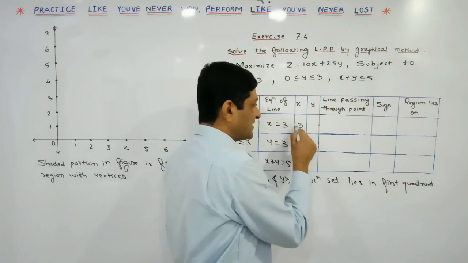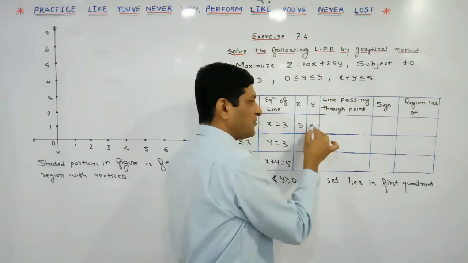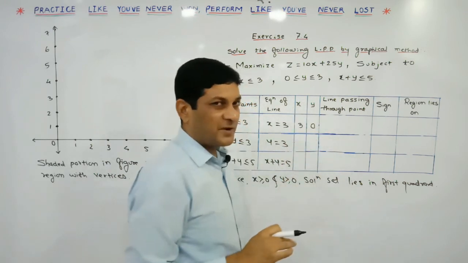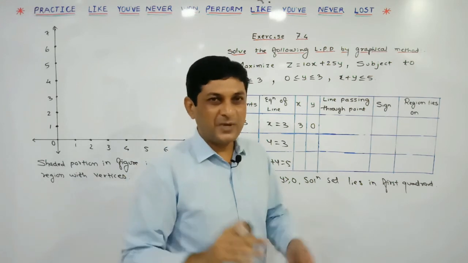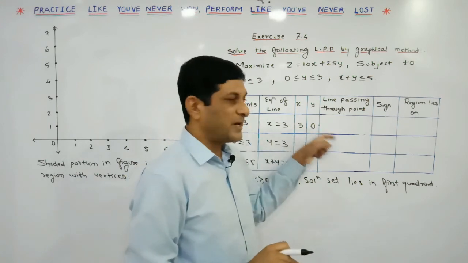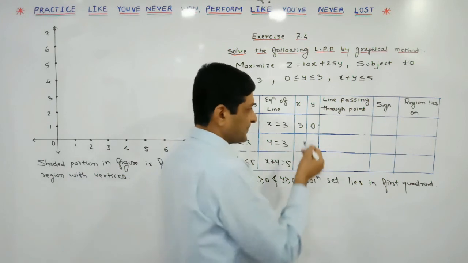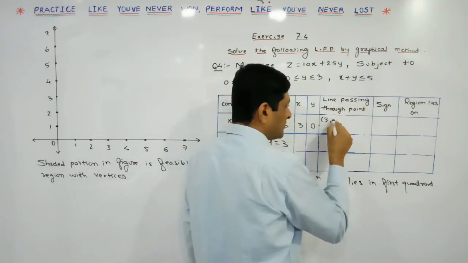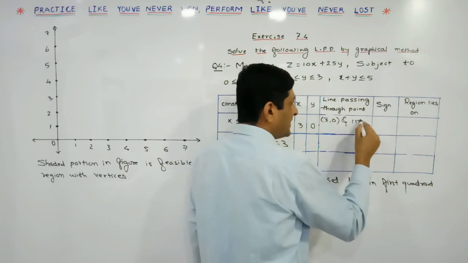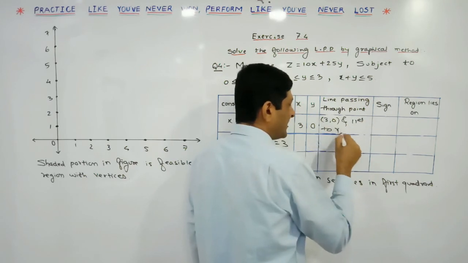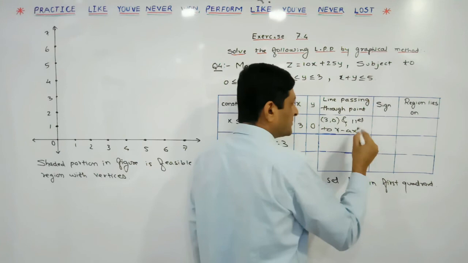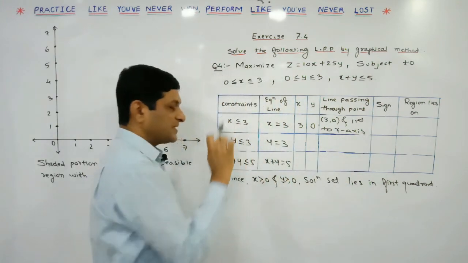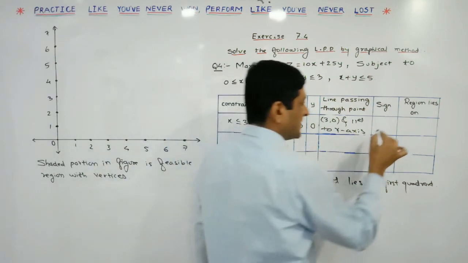Here take x equal to 3 and take any value of the y coordinate, but take y equal to 0, so that we can easily find the position of this point on the x axis. So we can say that this line passes through the point 3, 0 and is parallel to the y axis. And if you observe this constraint, which sign appears? Less than or equal to.